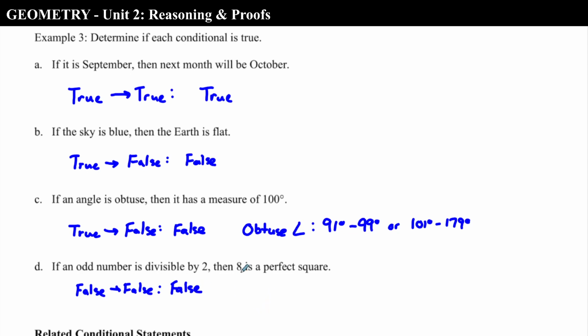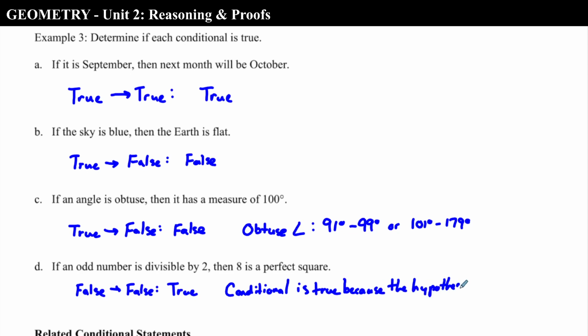And the conditional is, actually the whole statement is true because the hypothesis is false. Okay? So the conditional is true because the hypothesis is false. Remember, it doesn't matter what the conclusion is. As long as the hypothesis is false, the statement will be true.